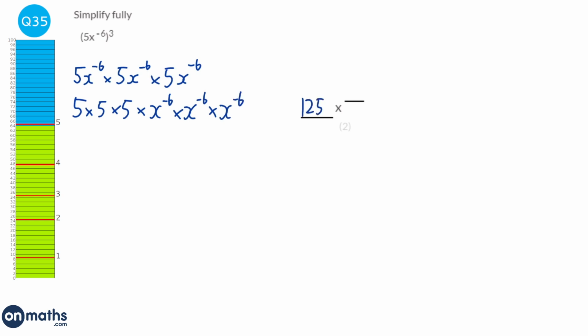Now when you times powers with the same base, which we have here because they're all x to the power of minus 6, you add the powers together. So minus 6 plus minus 6 plus minus 6, which is going to be minus 18. Something else we could have done is we could have done 5 to the power of the 3 here, 125, and then done minus 6 times the 3, which would have given us minus 18.